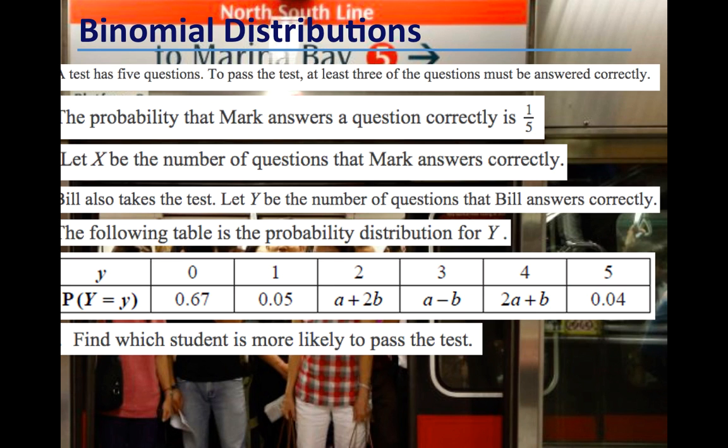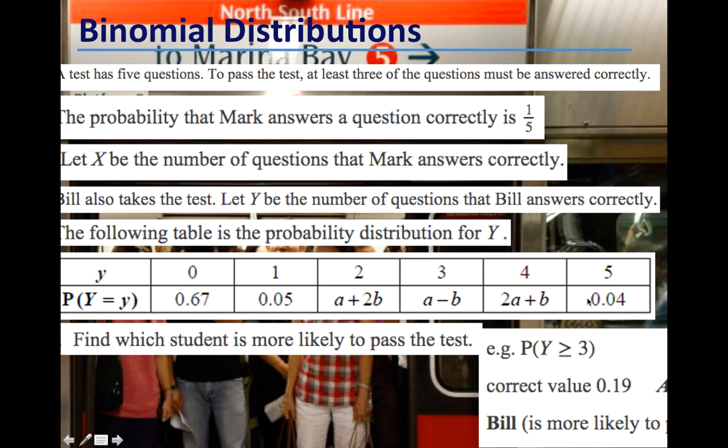0.02. Final question, which student is more likely to pass the test? Once you've got the values of a and b, you can find the probability that y is greater than or equal to 3 by adding those up, and you'll get an answer of 0.19, which is greater than Mark's, so therefore Bill is more likely to pass.